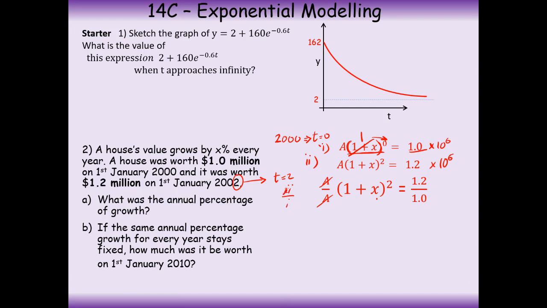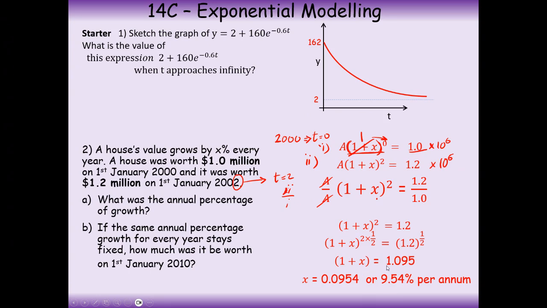Alright, so then we get (1 plus x) squared equals 1.2. We're going to take the square root of both sides, and 1 plus x is this value here, and we can subtract 1 and turn it from a decimal into a percentage. Alright, so that's answered part A for you. The annual percentage change is 9.5%.